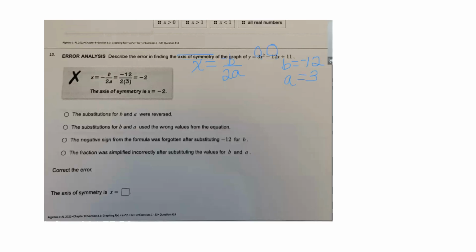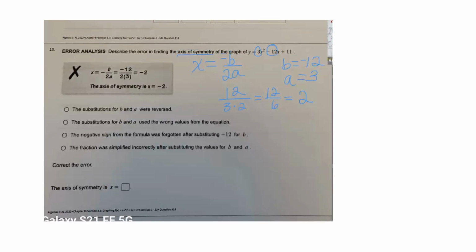All right, so when we do the math, we get x equals 2. So let's look over here at what the person did. They did x equals opposite b over 2a, so they did negative 12 over 2 times 3 equals negative 2. So what did they do wrong? They had negative 12 instead of positive 12. Yeah, they didn't do the negative.